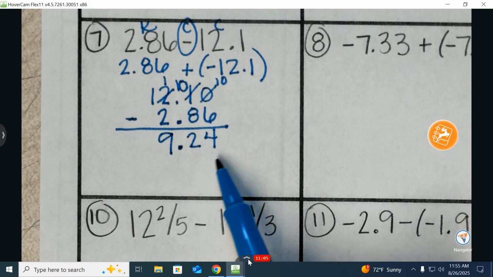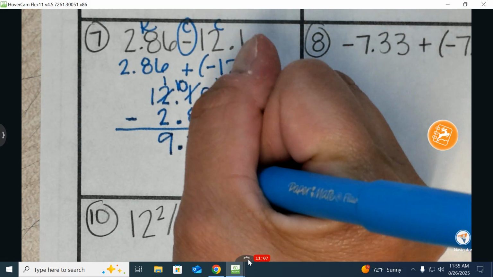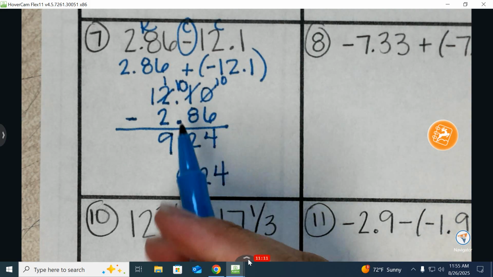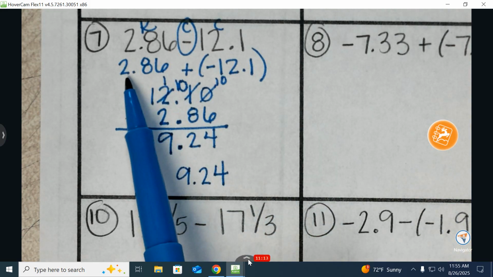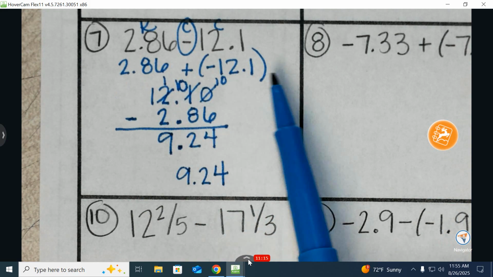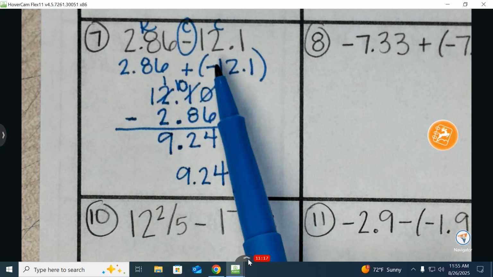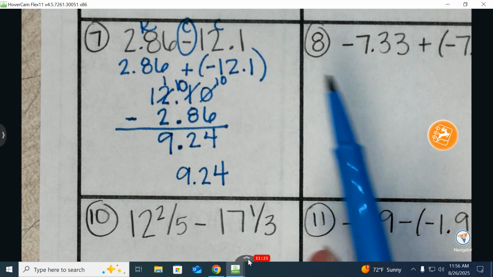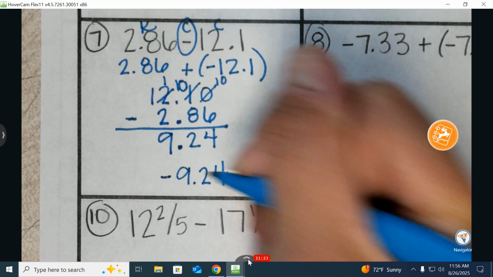Okay, so I've subtracted it. Now we have to decide which one has a larger absolute value. You can't just stop when you're done subtracting. You have to say which one has a larger absolute value, 2.86 or negative 12.1. Negative 12.1 is further away from 0, so it has a larger absolute value. So the answer is negative.